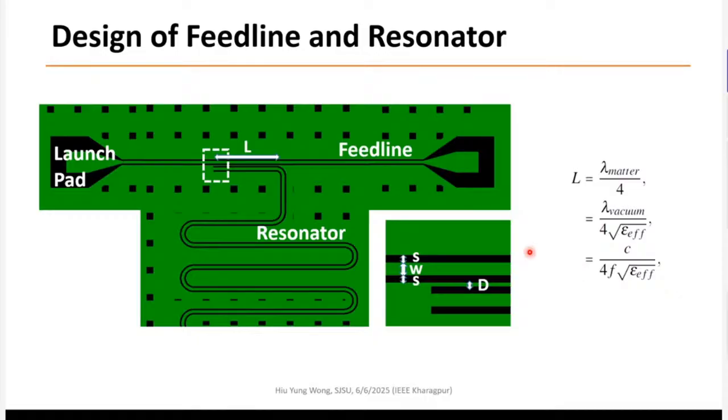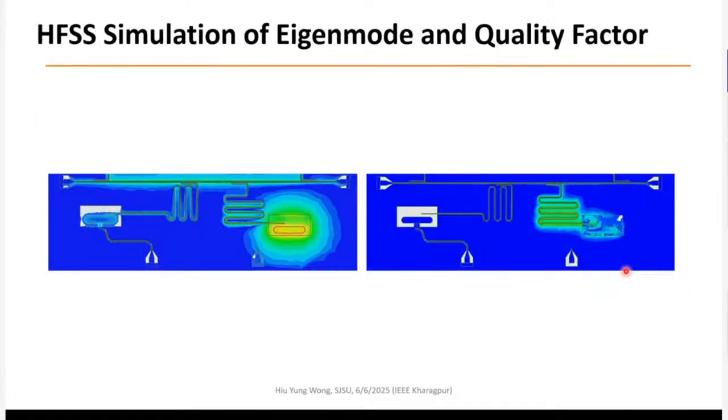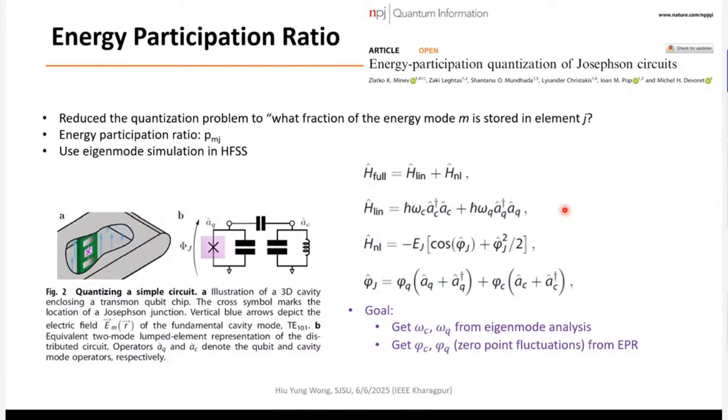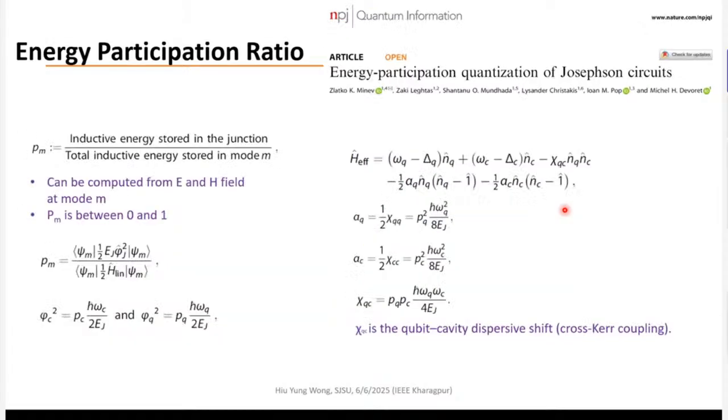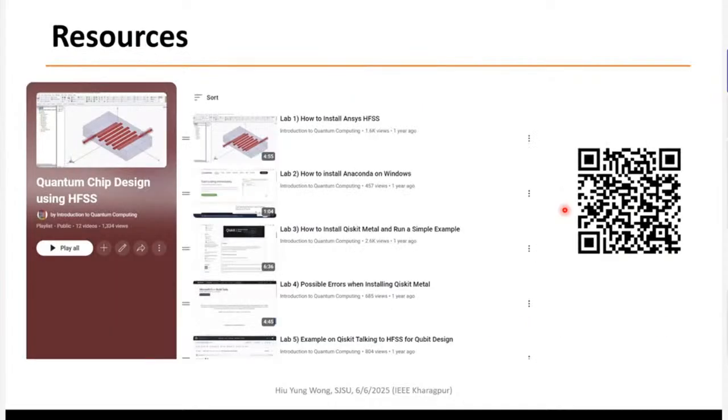And this is how you design the resonator. It's just a λ/4 quarter wavelength resonator, right? And then you do HFSS simulation to make sure the eigenmodes are at the right qubit frequency, the right frequency. You see the qubit frequency is different from the resonator frequency, right? And eventually do something called energy participation ratio simulation to understand the cross-Kerr I just mentioned, how much it changes the resonance frequency. You can refer to this paper, right?